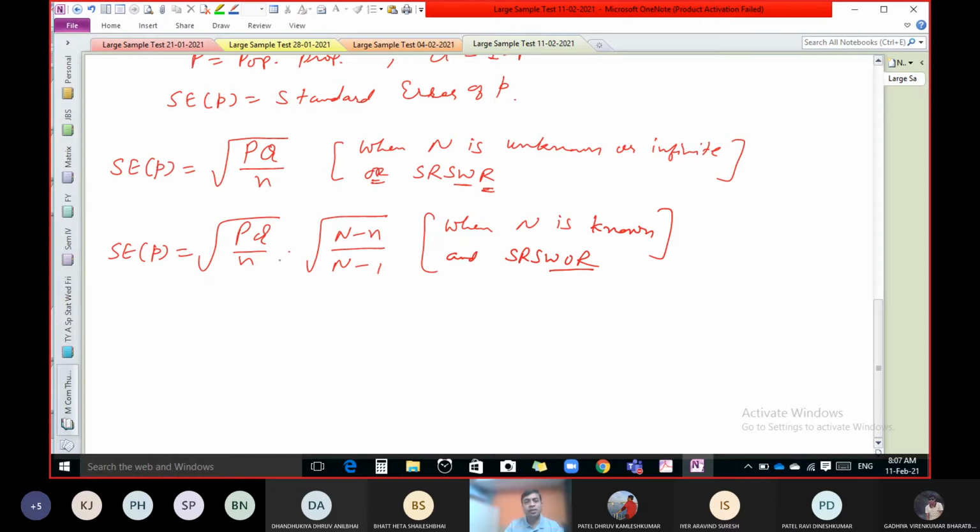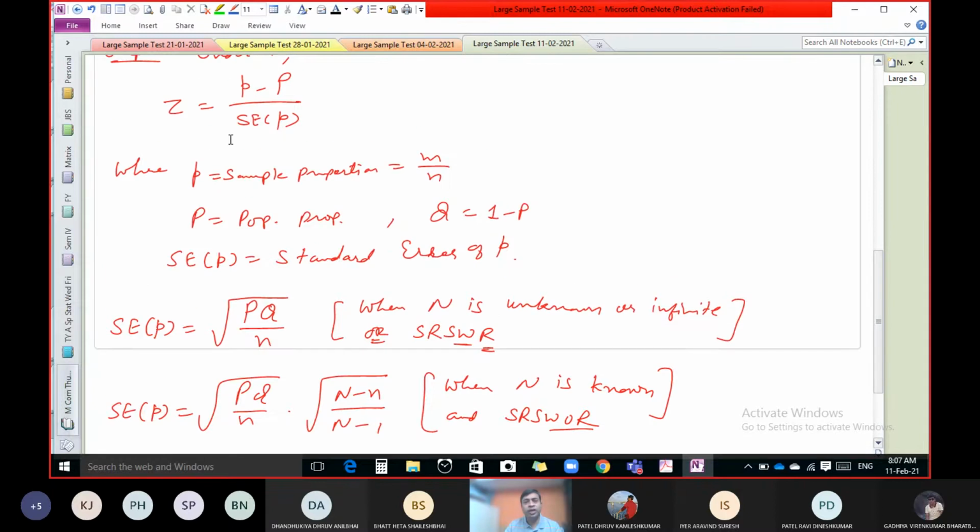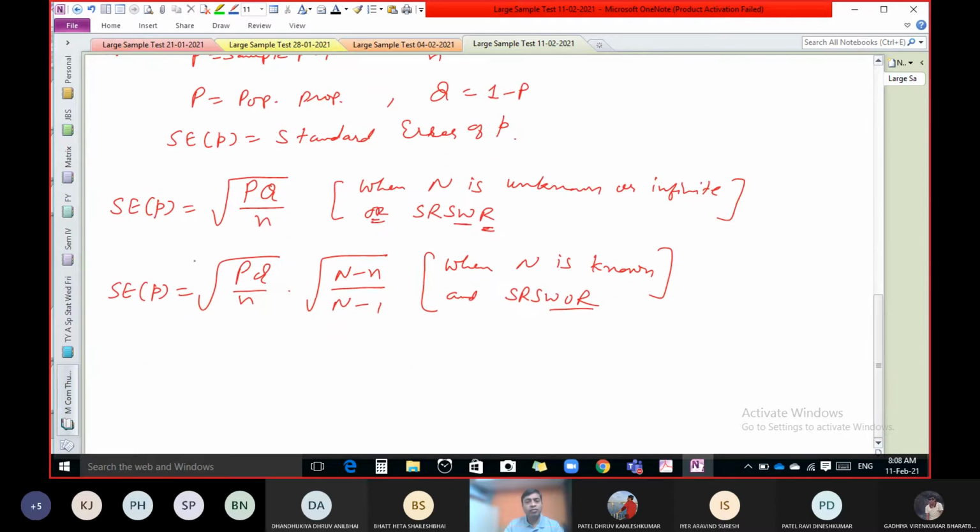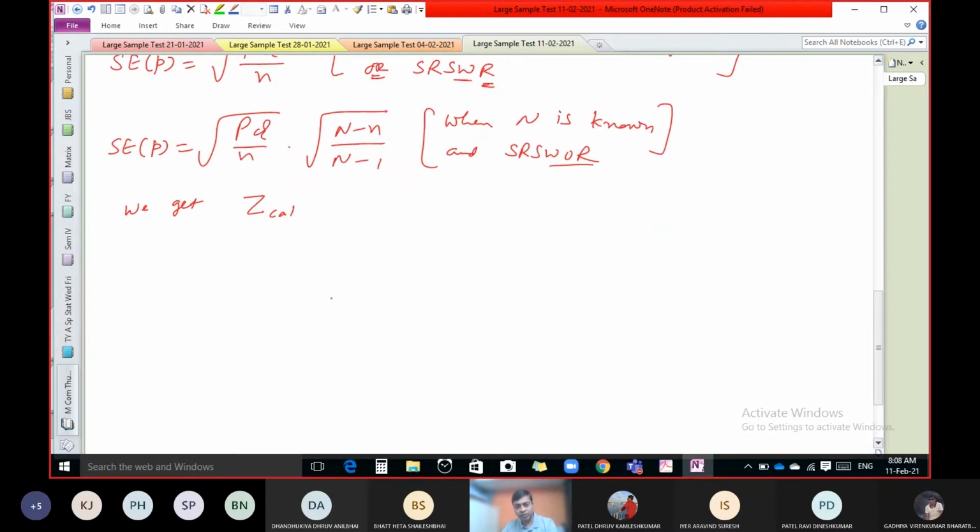So by using the formula of standard error of P, we get this denominator part, and putting the value of small p and capital P in the numerator, we can calculate the value of Z. We get the calculated value of Z, that is denoted by ZCal. So ZCal is the calculated value of Z. And the remaining three steps are the same as in all previous tests.